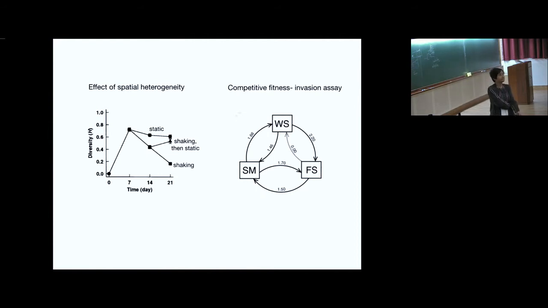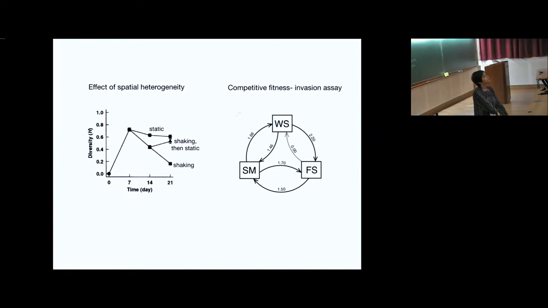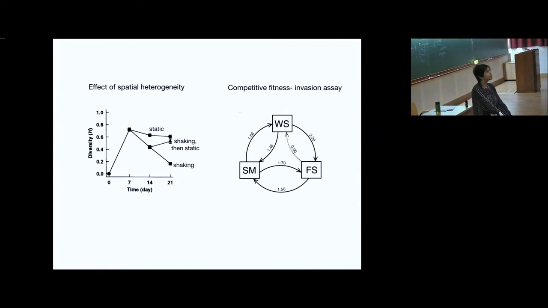When you're shaking it, you're effectively changing the environment, and that environment will be better for a particular type. Correct. No, you're not doing invasion assays in shaking. You're doing invasion assays in static broth. If they shake, they only get the smooth guy, and nobody else is coming up, because the WS and the FS are both dependent on the static condition. Okay, why don't you go and read the paper and then we'll talk again.